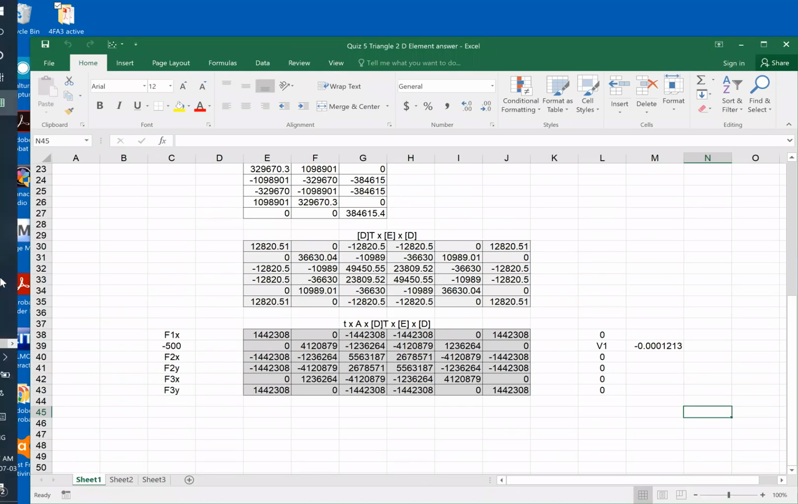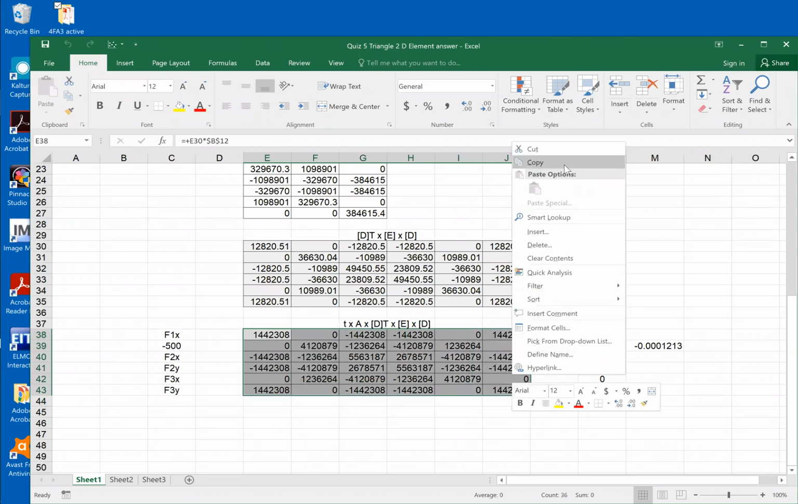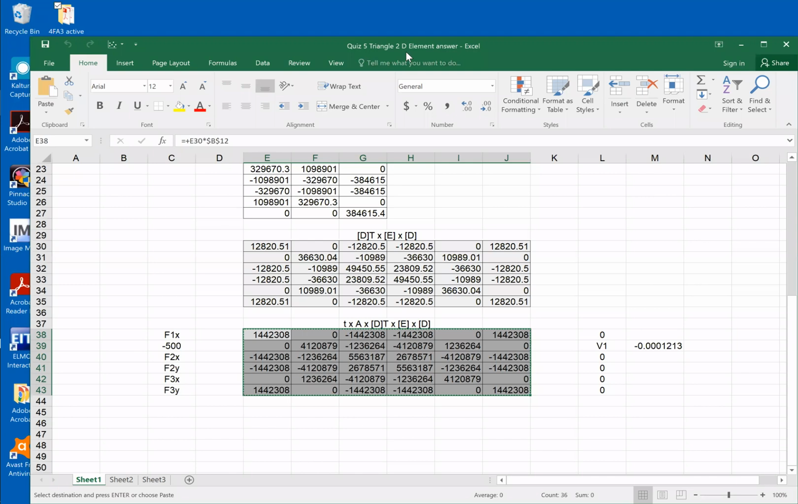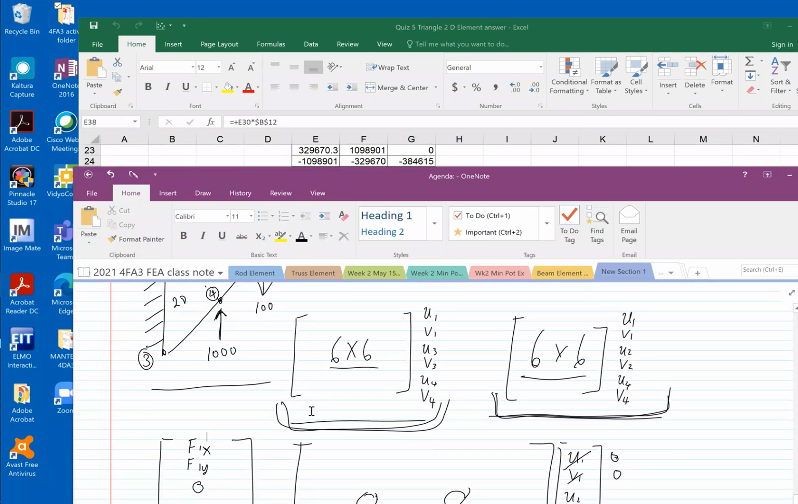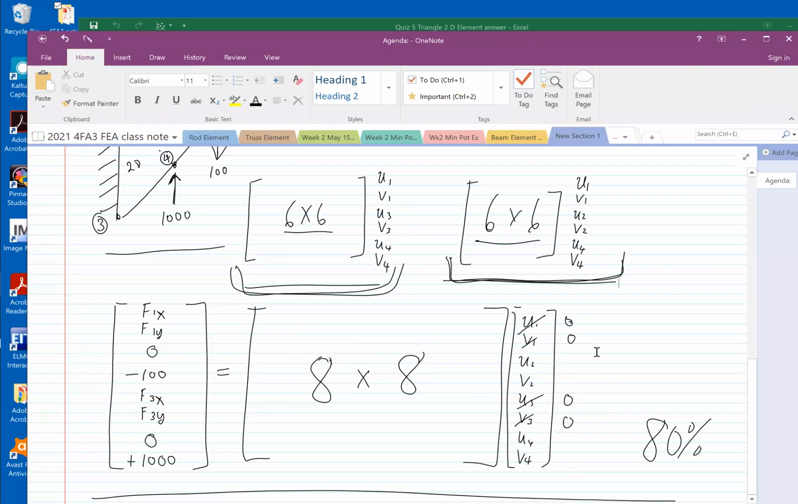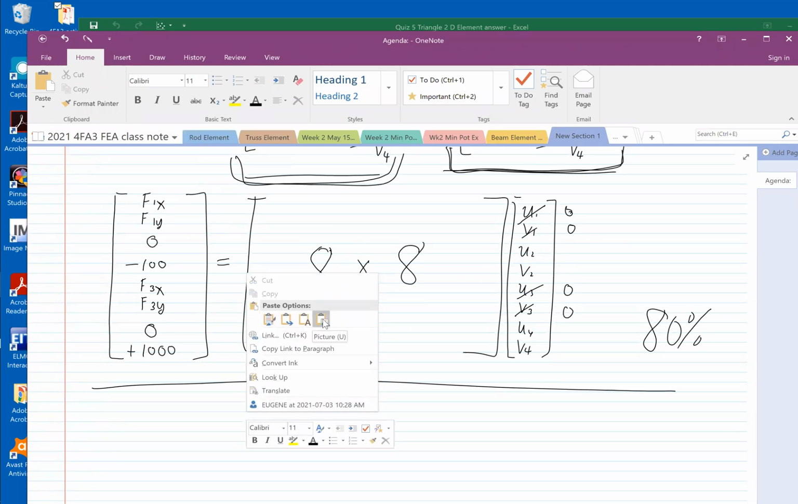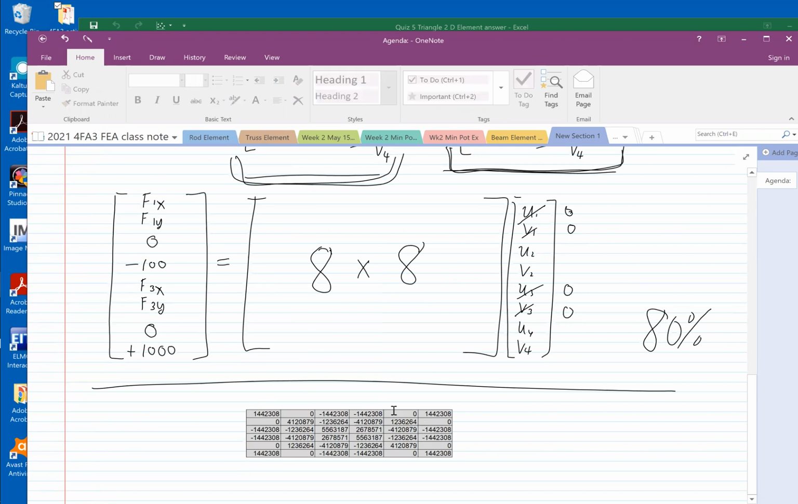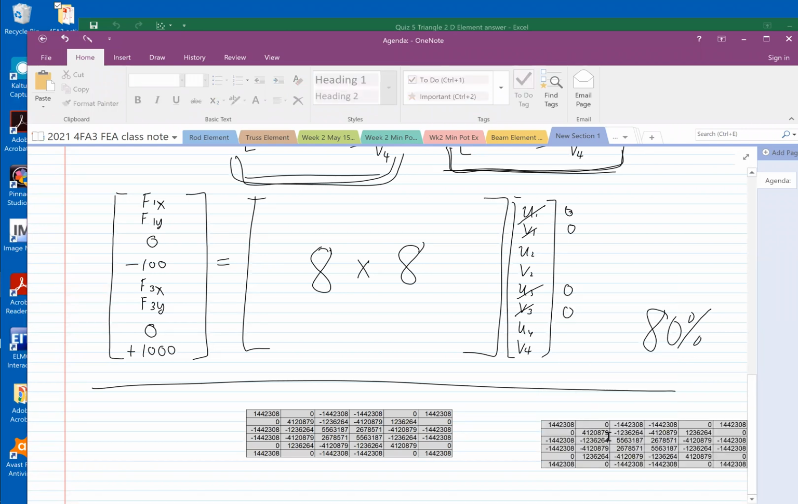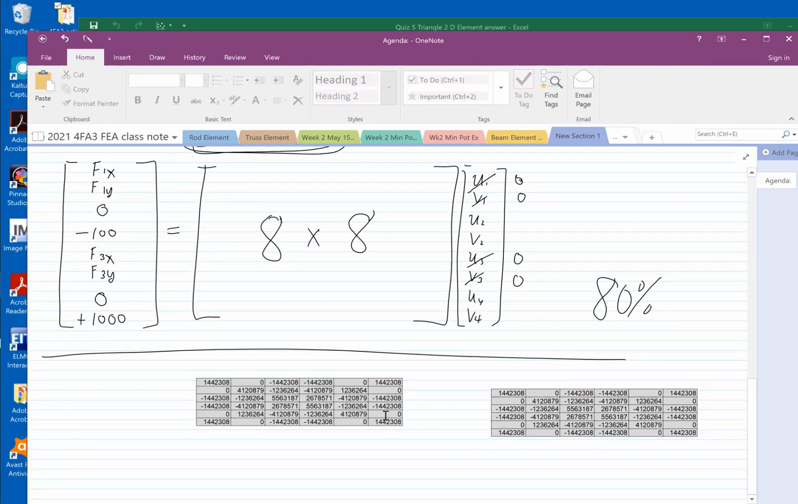Okay, once you have the stiffness matrix, you may copy it and paste it in your, can I paste it here though? I never tried. Can I paste them? Yeah, that's right. Perfect. So this is element 1, and then you have another element 2. Okay, and then you add them together, becomes an 8 by 8 matrix.